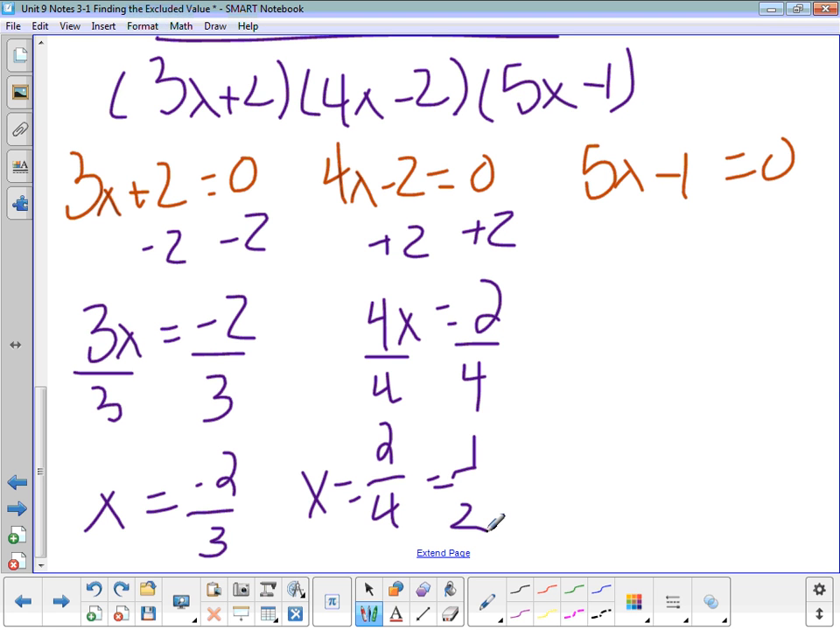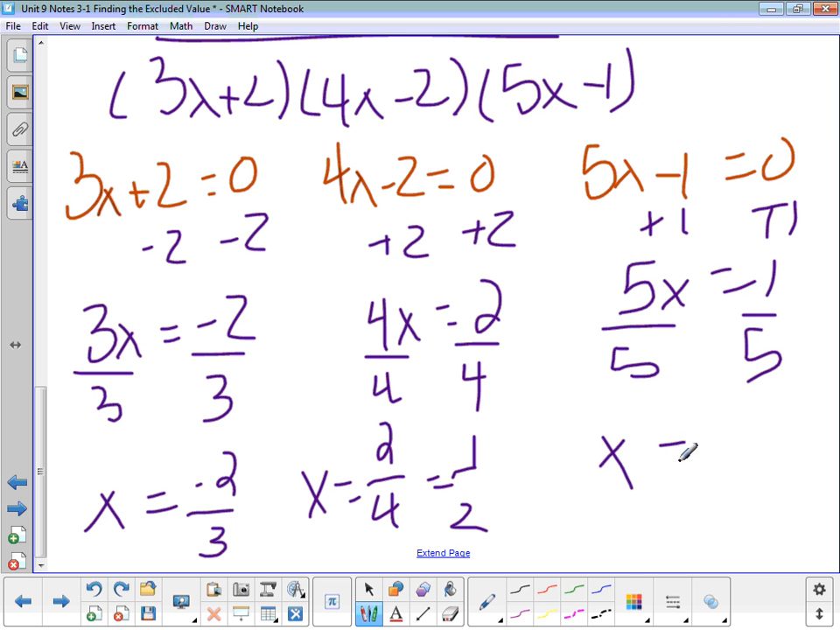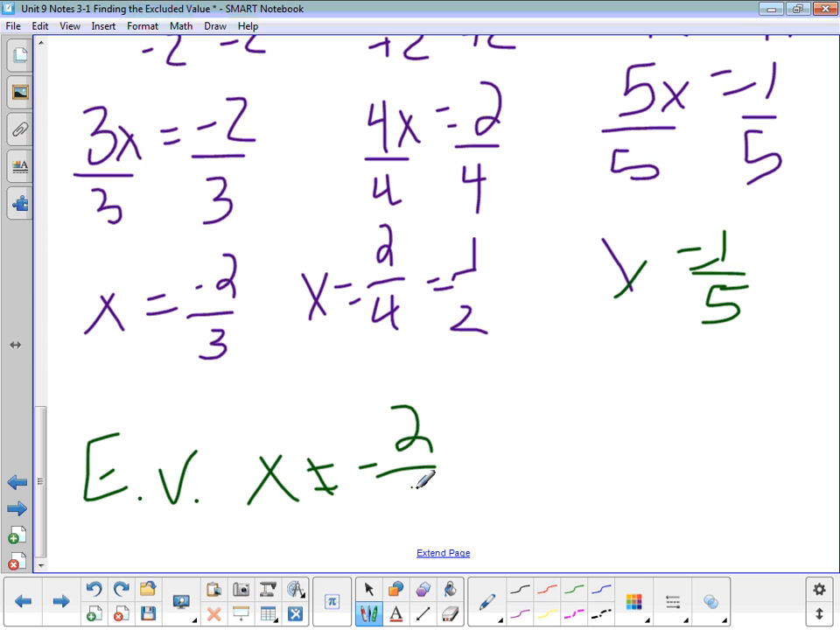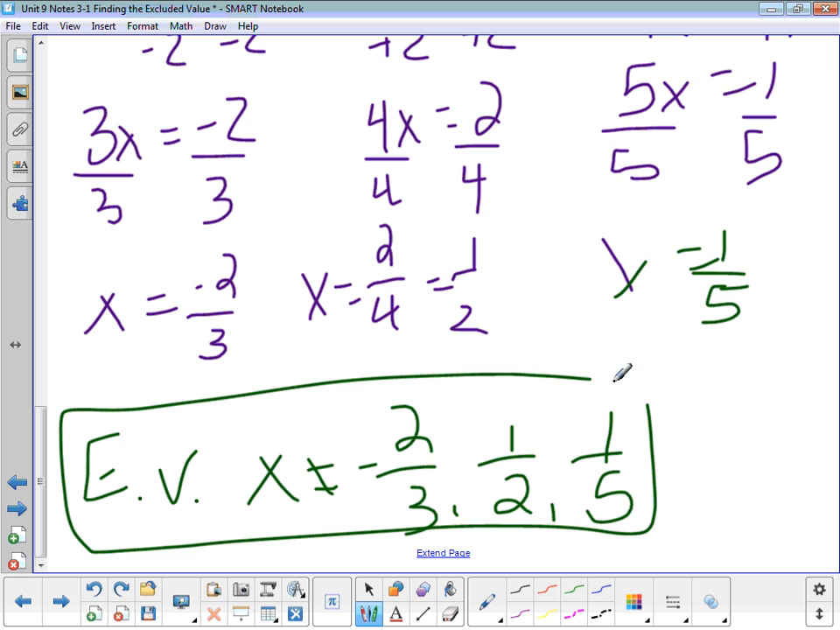Again, we haven't really done anything different. Even though there are 3 factors on the bottom, we're still setting each one equal to 0. Last but not least, let's solve this one. We get 5x is equal to 1, divide by 5, and you get that x is equal to 1/5. Last but not least, we want to write out our excluded values. Our excluded values are that x cannot be negative 2/3, 1/2, or 1/5. And that right there is your final answer.